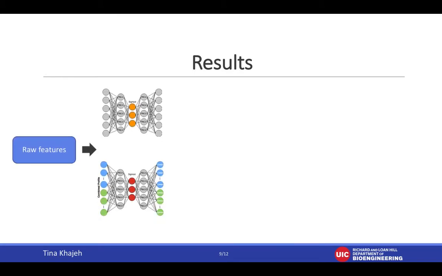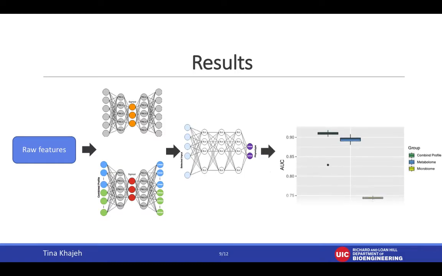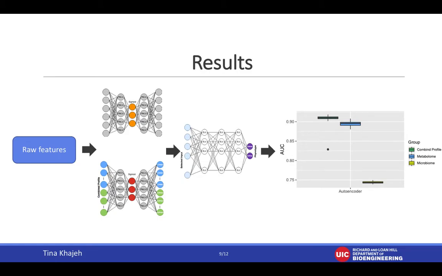Our proposed method is the second experiment. The values from the latent layer of the autoencoder will be fed into the multilayer perceptron neural network for each data type. As before, the model developed based on the combined profile achieved the highest accuracy. Moreover, the model based on the metabolome achieved higher accuracy than microbiome.